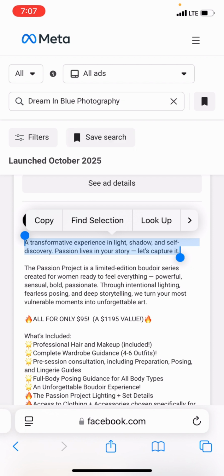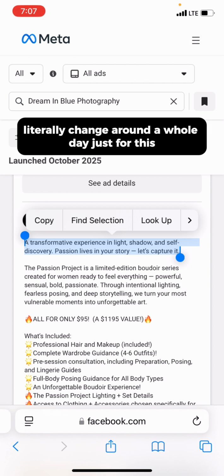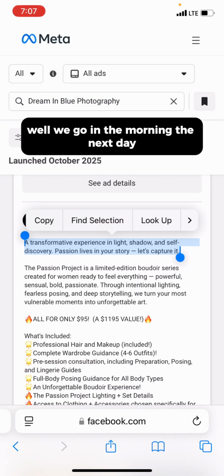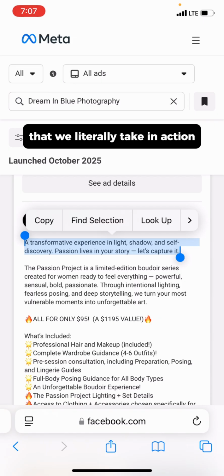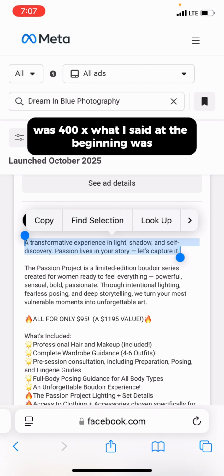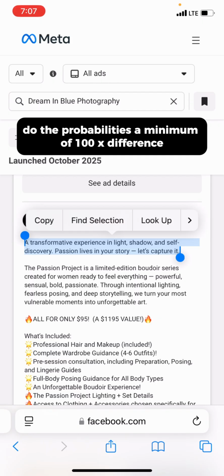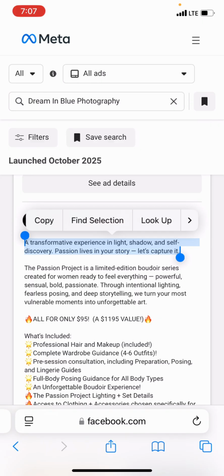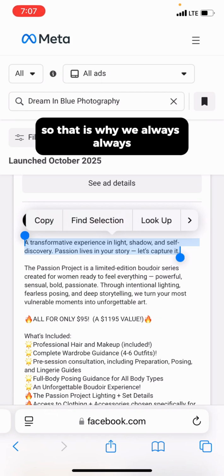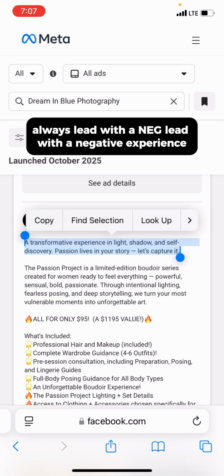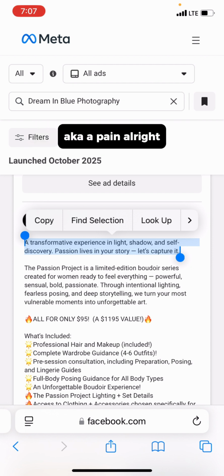We literally change around a whole day just to schedule this, and then we go in the morning the next day. So in this scenario, the difference in probability that we take an action was 400x. What I said at the beginning was that the probability is a minimum of 100x difference. So this is what gets humans to move. The negative experience, the pain, is what really gets humans to move. That is why we always lead with a negative experience, aka a pain.